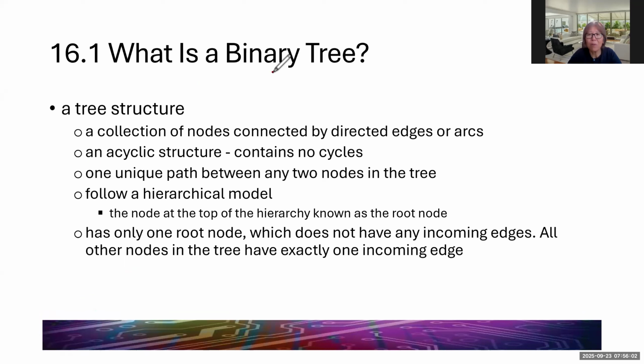So the first section is about the definition of binary tree. A binary tree is also a tree structure, so let's first take a look at the features of a tree structure. A tree structure is composed of a number of nodes, and the nodes are connected by directed edges, or arcs, we call them. Be careful of the keyword directed. There is a direction for the edge.